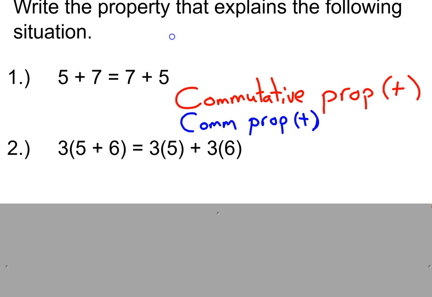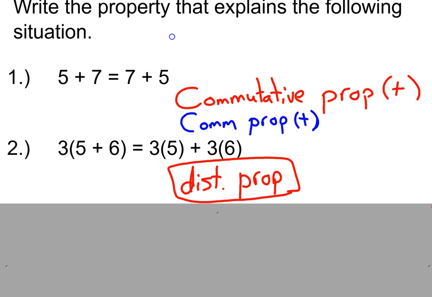In example 2 here, if you notice, there is a sum inside the parentheses, and there's multiplication in front of that sum. If you see multiplication and sums within the same expression, that's going to be the distributive property. And we can shorthand that by saying dist property, and there is no additive or multiplicative with the distributive property, just the distributive property.